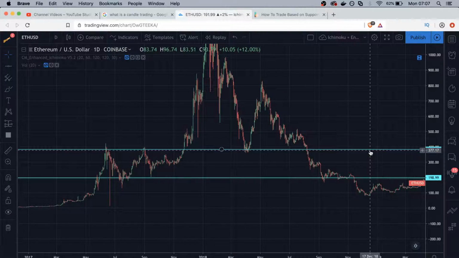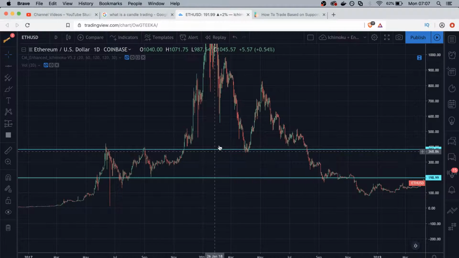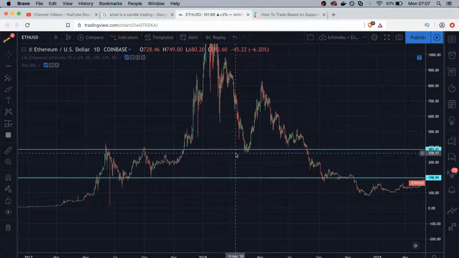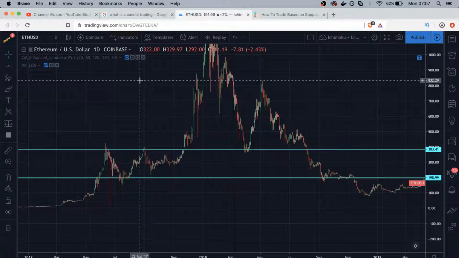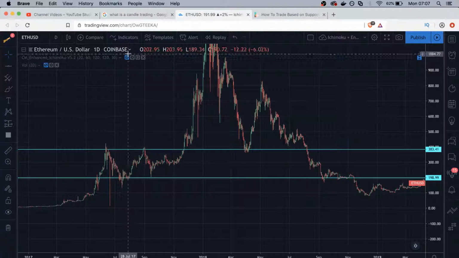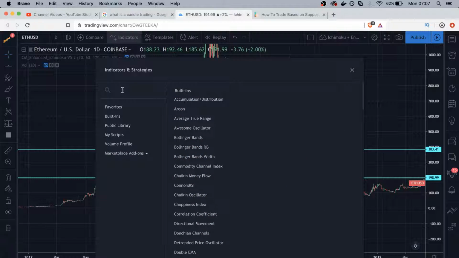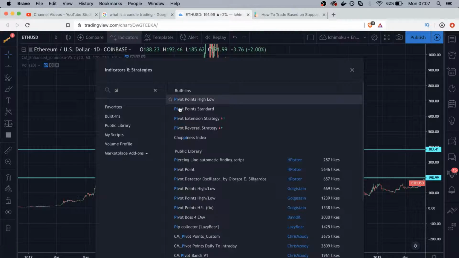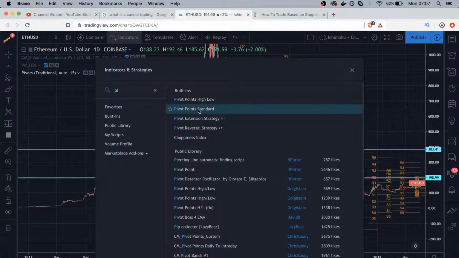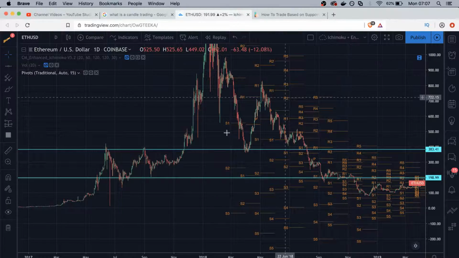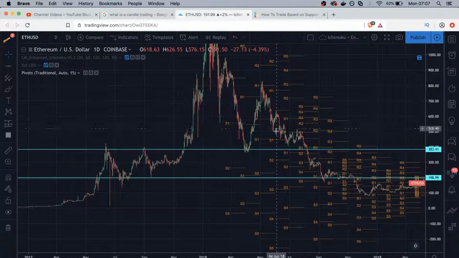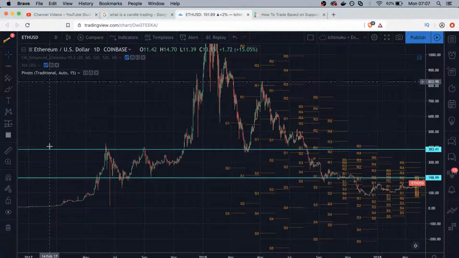Now, even though it's important to know how to draw these support and resistance lines, there are also a few tools like pivot points. And the pivot point standard, when you click that, it's going to draw you different support and resistance lines, and that makes life a lot easier.